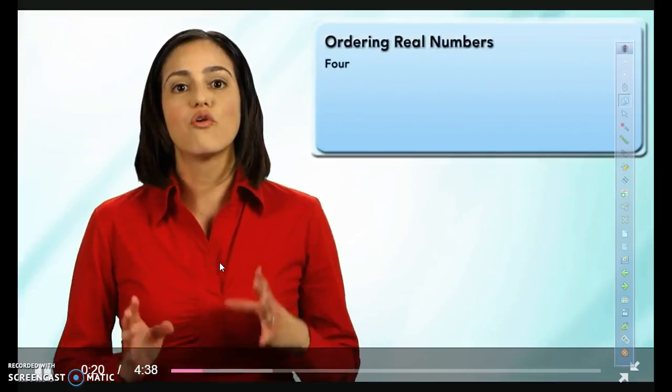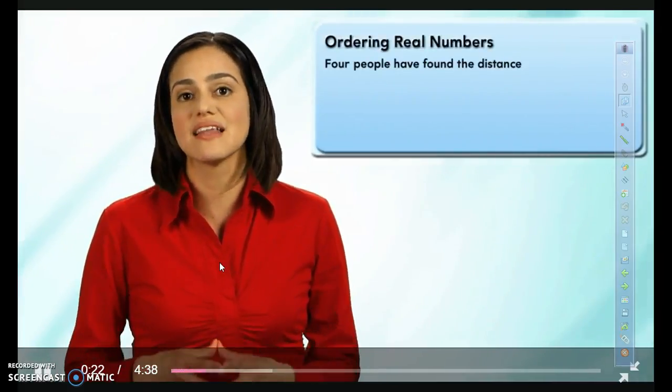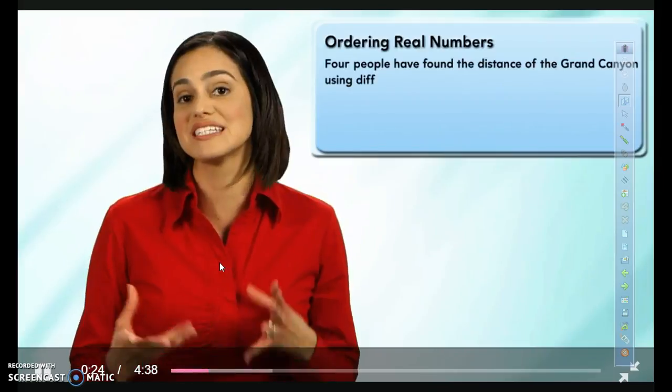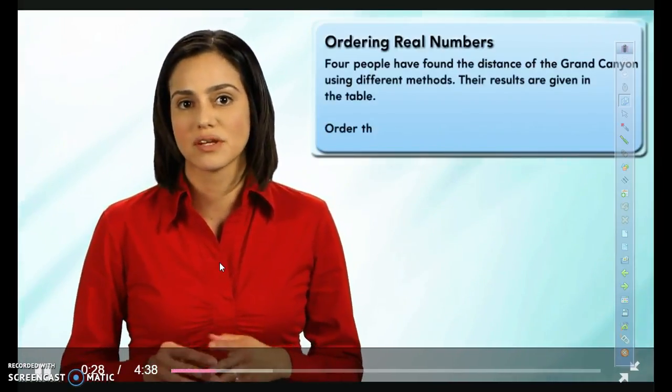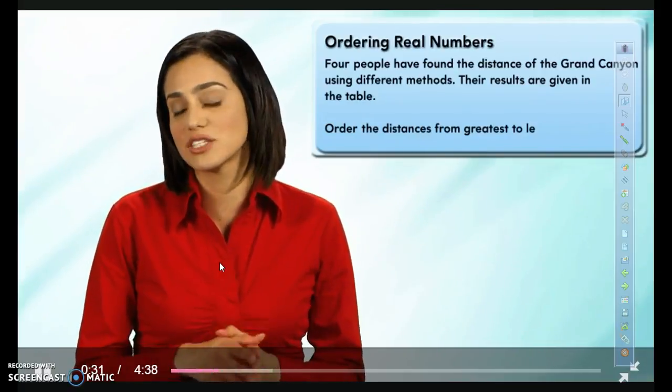Ordering real numbers can take us from great heights to great distances. Let's take a look at a real-world example involving ordering real numbers. 4 people have found the distance in kilometers of the Grand Canyon using different methods. Their results are given in the table. Order the distances from greatest to least.